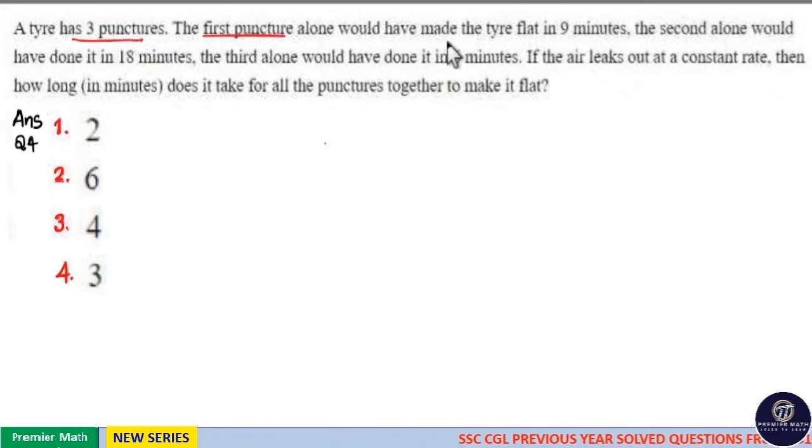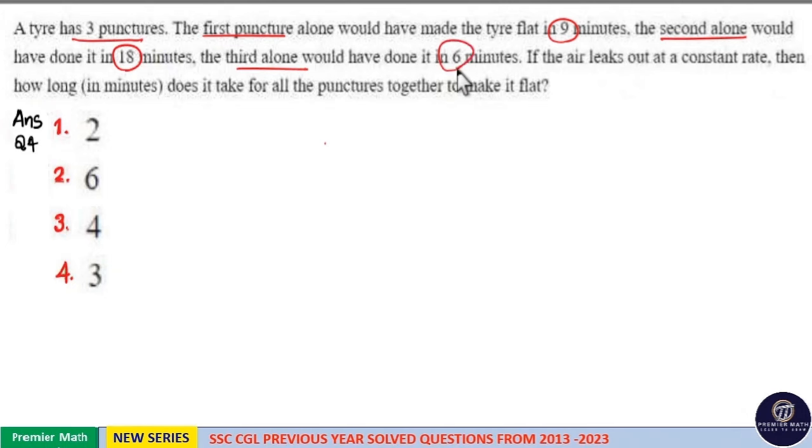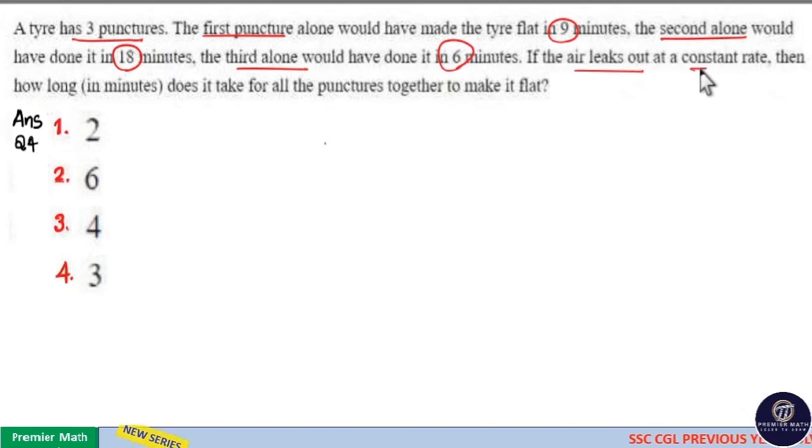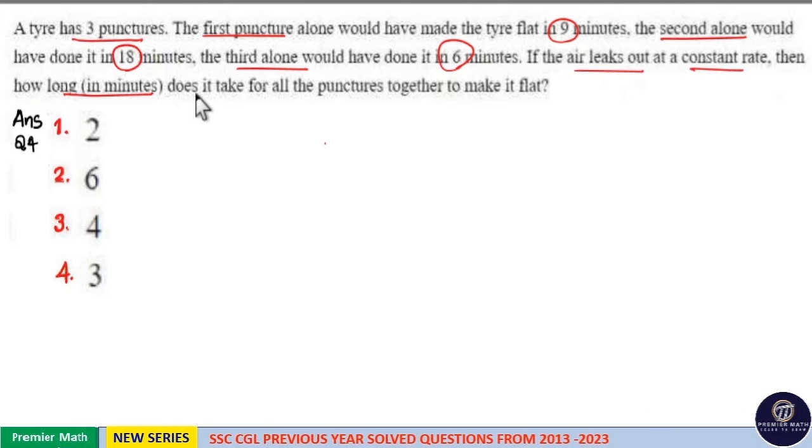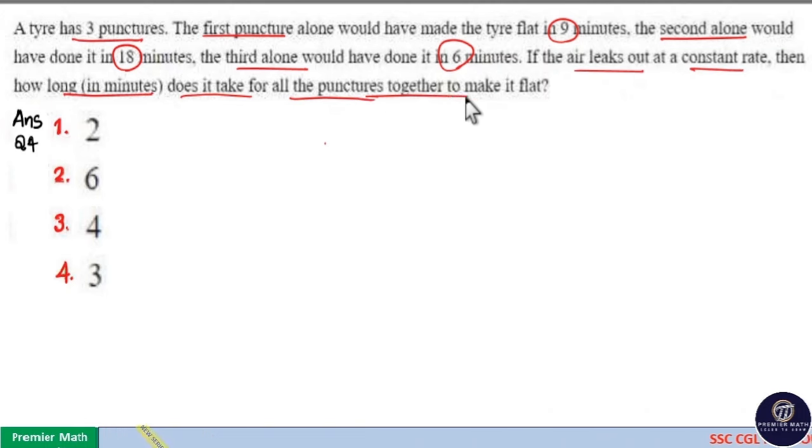A tire has 3 punctures. First puncture alone would have made the tire flat in 9 minutes. Second alone would have done it in 18 minutes. Third alone would have done it in 6 minutes. If the air leaks out at a constant rate, then how long in minutes does it take for all the punctures together to make it flat?